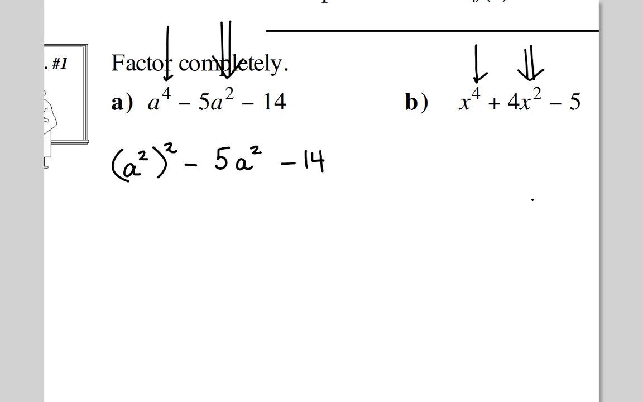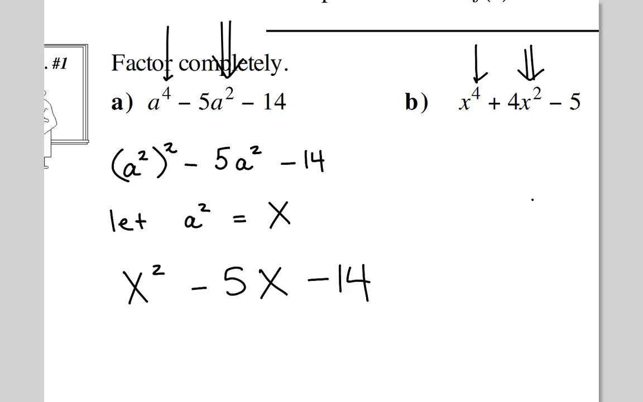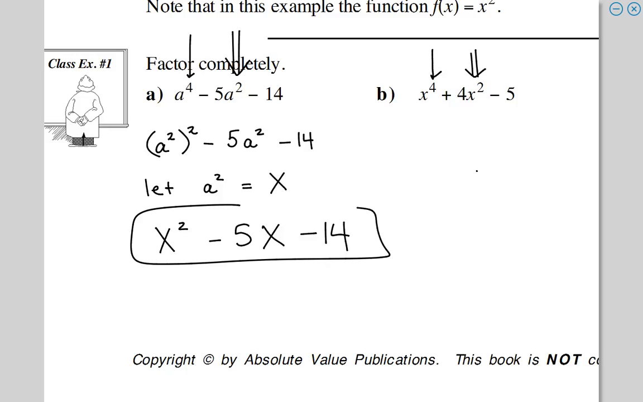And then what I would do, I would actually say, let this little a squared be big X. Do a substitution. Then it's quite simply big X squared minus 5 big X minus 14. Can you guys do this? Absolutely you guys can. It's just getting to that substitution.